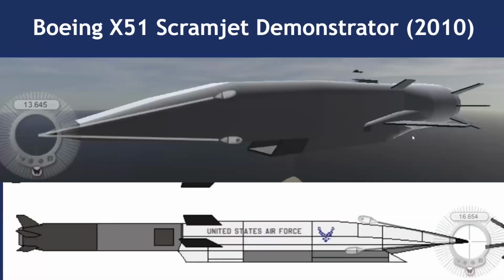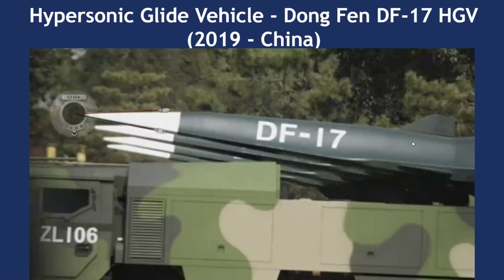Here is an example of US technology. This is a Boeing scramjet demonstrator from 10 or 12 years ago. Now, this technology, we'll see some other examples of it in a few minutes, has largely been scrapped by the United States because of problems that we had about 10 years ago with the tests.